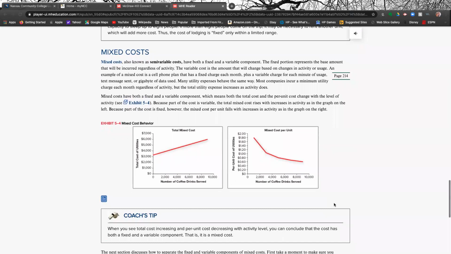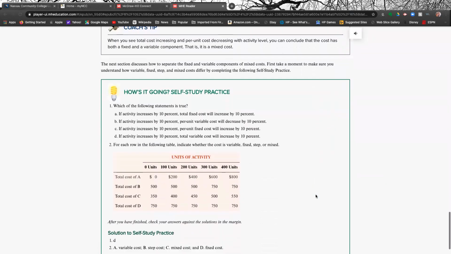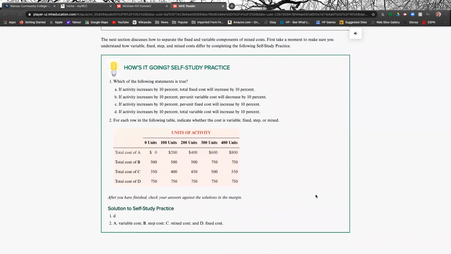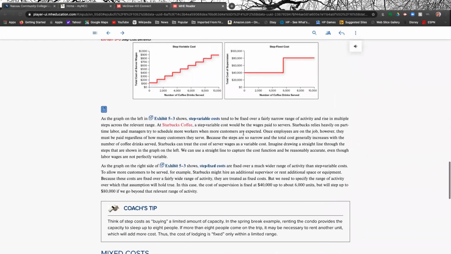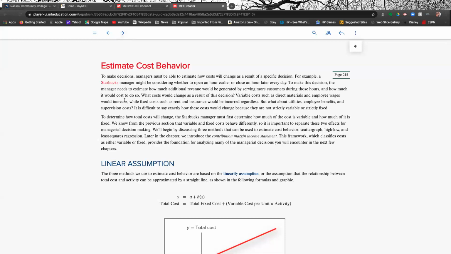Now, what about mixed costs? Mixed costs are partially fixed and partially variable. Something like utilities would be an example of a mixed cost. Something like maintenance would be another example of a mixed cost. So what we have to do with the mixed cost is we have to separate the variable from the fixed.